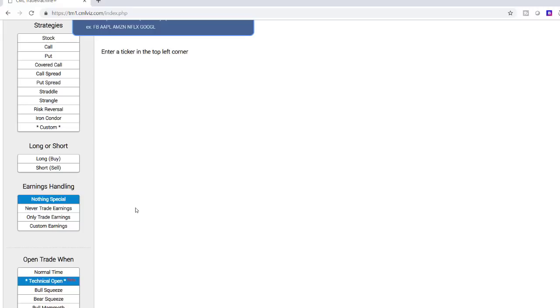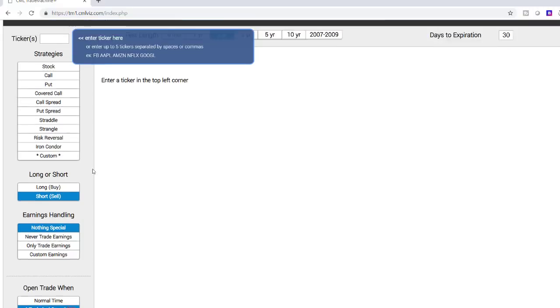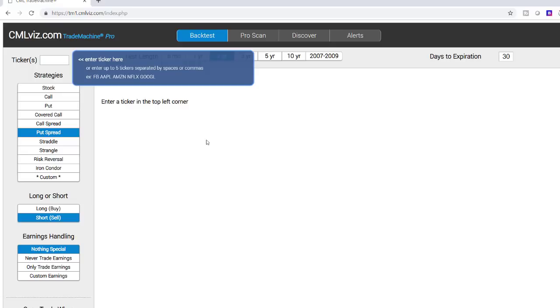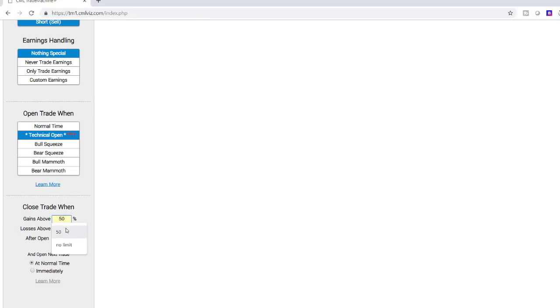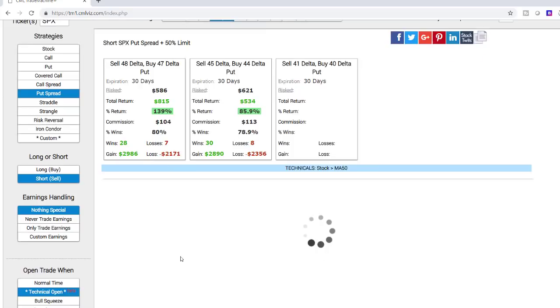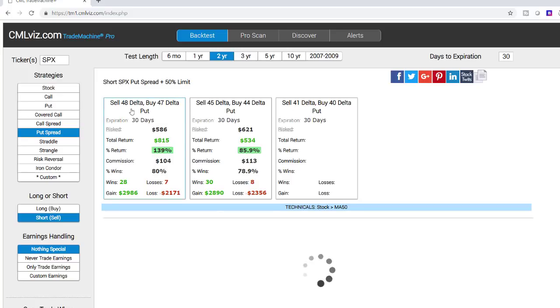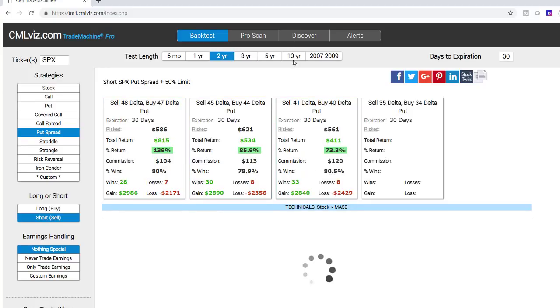Okay, so what we're going to be doing is we're going to be selling a put spread, and we'll just do SPX first, and I only have it set to 2 years, but gains we're going to set to 50%. So we're going to open it immediately. You can see the software's already starting to work. So once we've reached 50% of the max gain, it's going to close the trade and immediately open a new one. So what it starts to do is churn through the data, and this can take a while, especially if you're doing like 10 years. That's why I wanted to do 2 so you could see it.